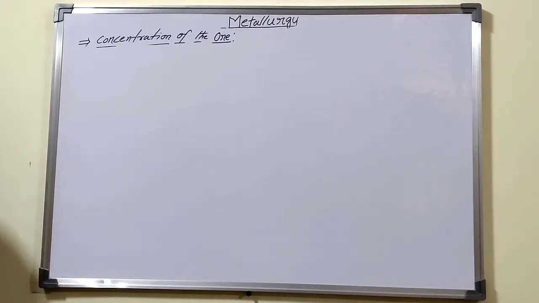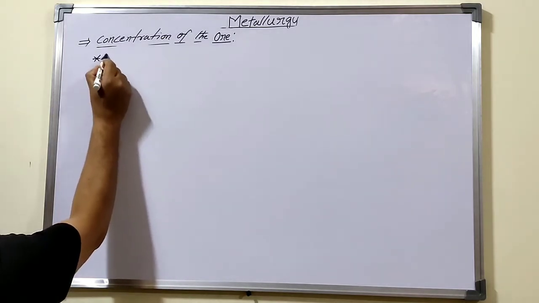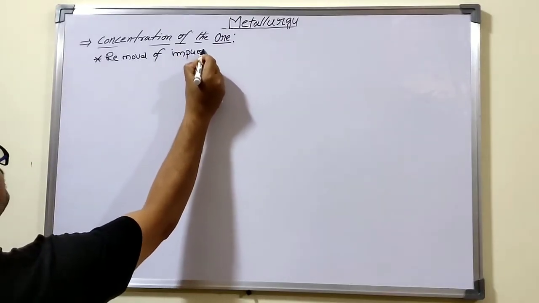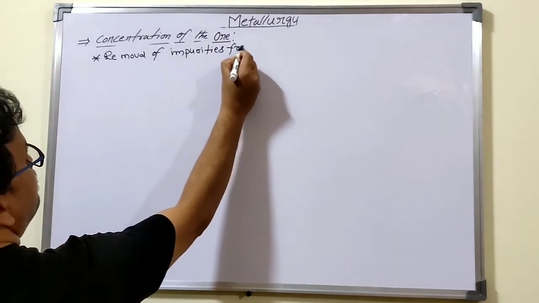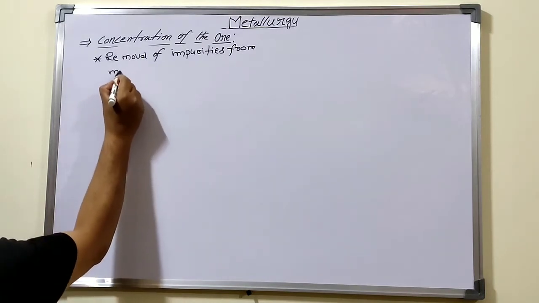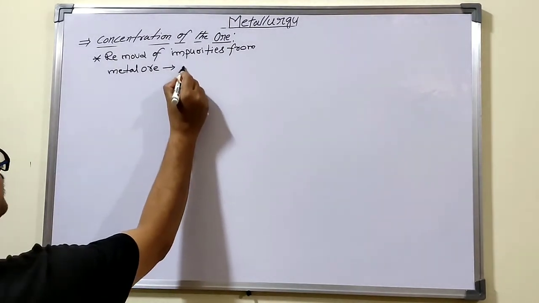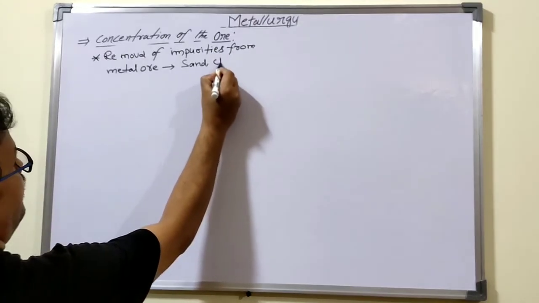Good morning students. Today we are going to discuss an important concept from metallurgy, that is concentration of the ore. What is meant by concentration? Removal of impurities like sand and clay from metal ore is called concentration. What are the impurities? Sand and clay.